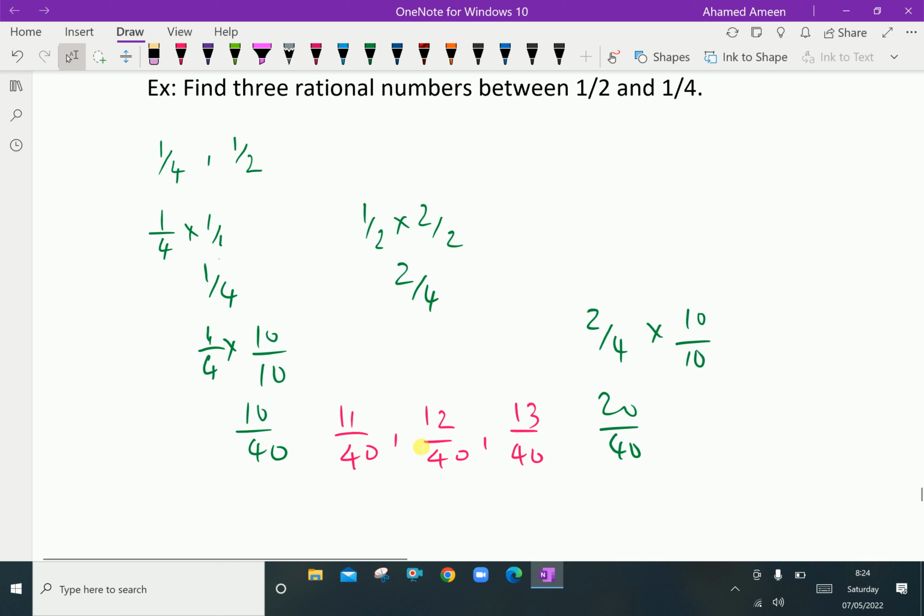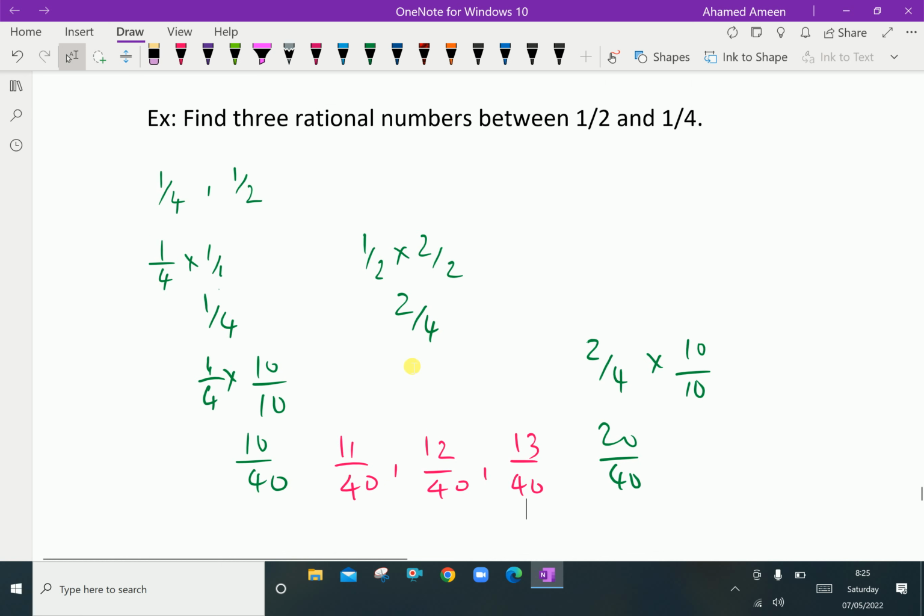If we need more, we have to multiply with bigger numbers to get insertion of many rational numbers. This is the easier way. One more way is there: we add them and divide by 2 to get one number, and that number we add with the first number and divide by 2 to get the second number. Like that, the procedure can also be followed, but it is the easier way.